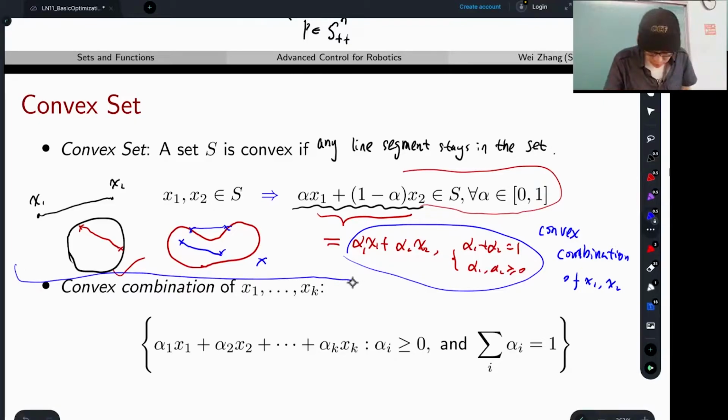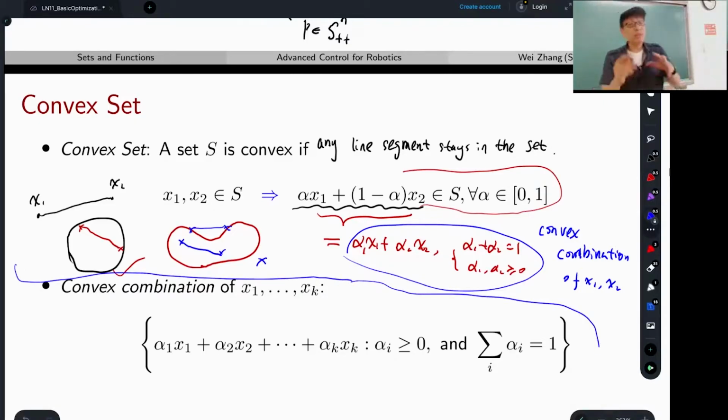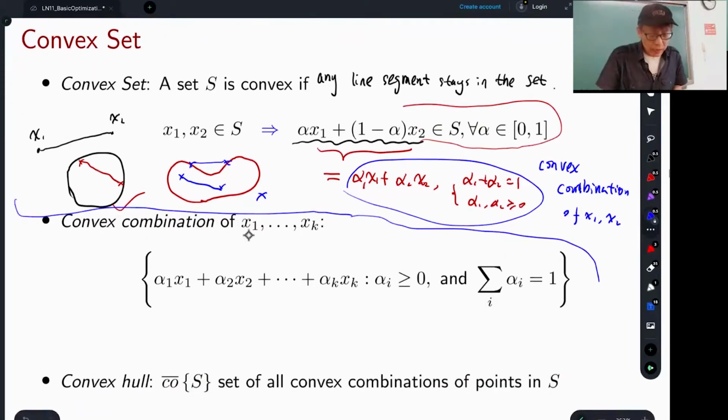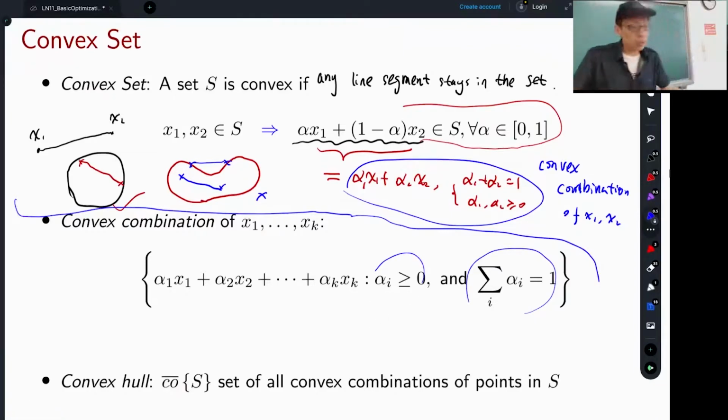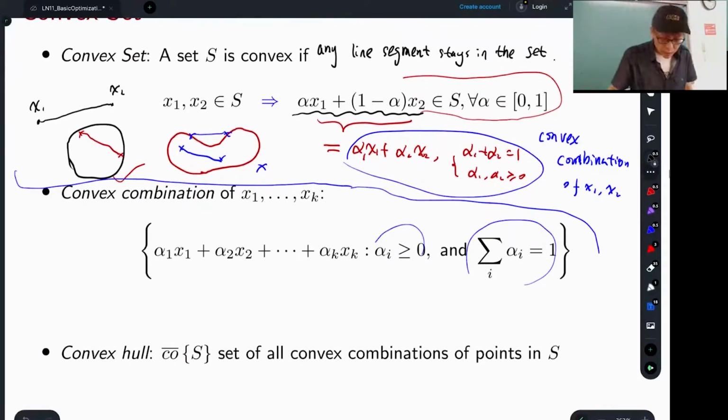When you define a convex set or work with a convex set, the convex combination is really important. Just defined for 2 points, just like that, alpha 1 x1 plus alpha 2 x2. If I have k points, the convex combination is just alpha 1 x1 all the way to alpha k xk, the summation of all the coefficients is 1, and they all have to be bigger or equal to 0. So this gives me the convex combination.